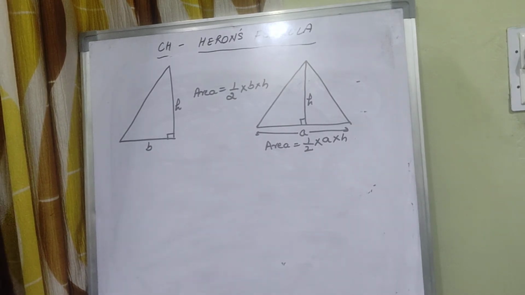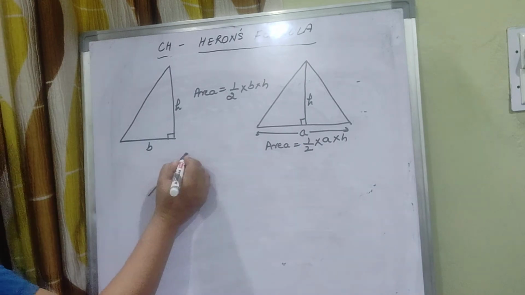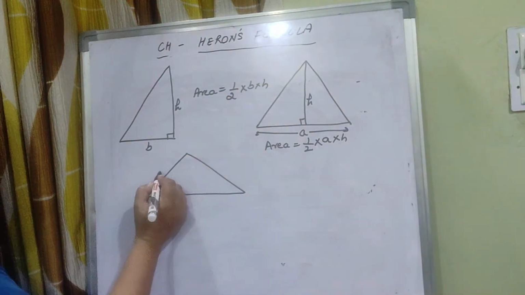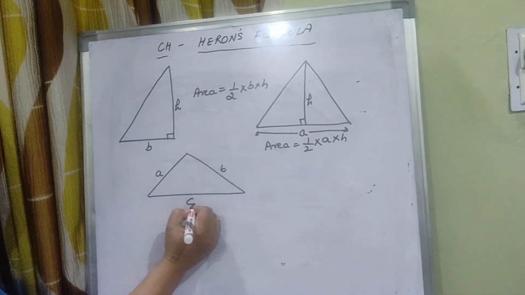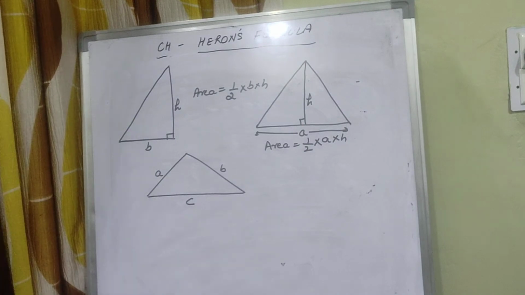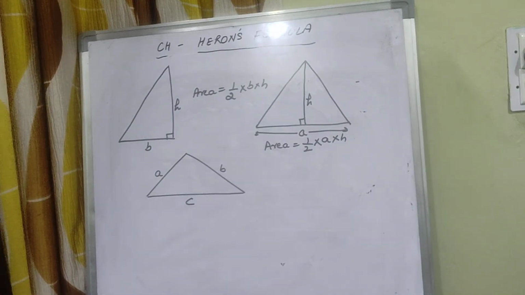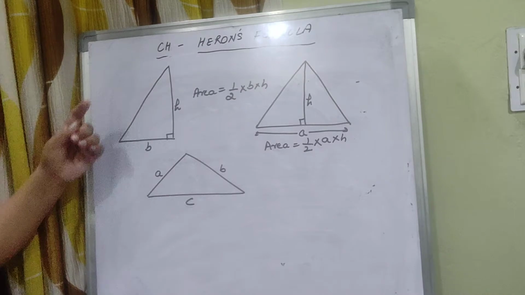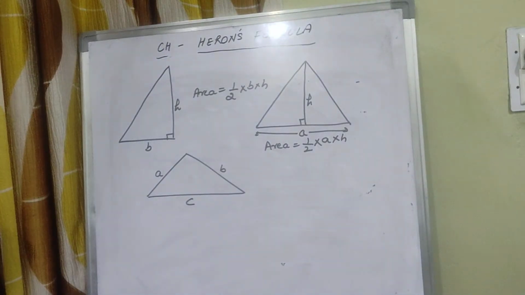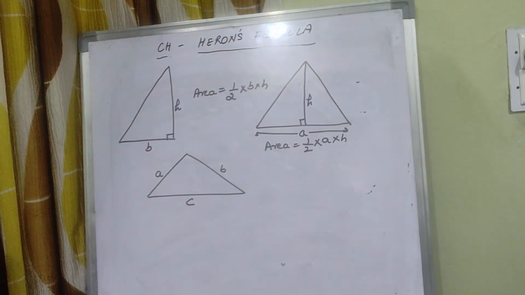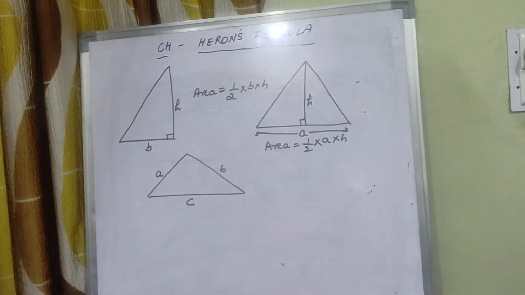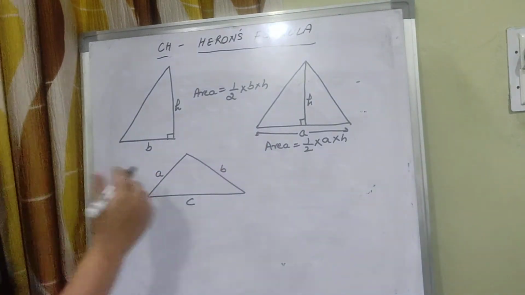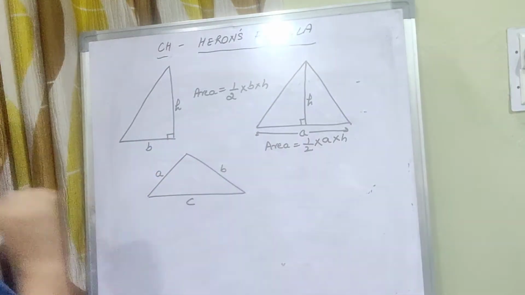But if the triangle is scalene, where height is not given, suppose A, B and C are the three sides of the triangle. Clear? We can use Heron's formula in finding the area of an isosceles triangle and scalene triangle. In a right angle triangle, we can find the area by this formula. Clear? So here first we find the semi-perimeter.